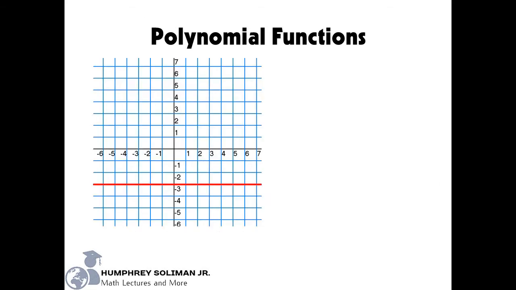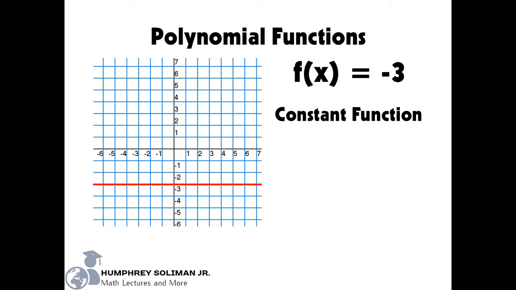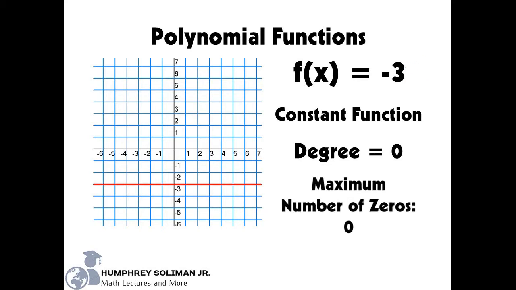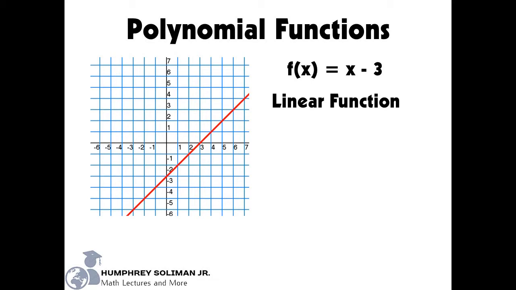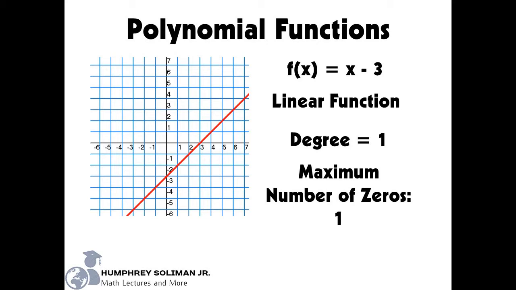We have here an example polynomial function, f(x) = -3. This function is called a constant function. Its degree is 0, because the exponent of x is 0, which is also equal to 1, and -3 times 1 is still -3. The maximum number of zeros is 0. Another example of a polynomial function, f(x) = x - 3. This function is called a linear function. Its degree is 1, and the maximum number of zeros is 1.